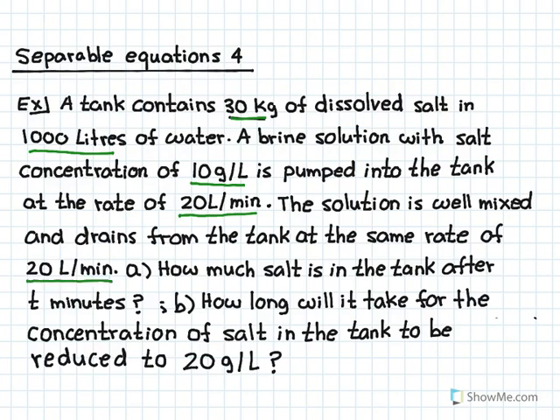So notice that the volume of solution in the tank never changes because the rate of solution that's coming in is 20 liters per minute and the rate of solution that's leaving the tank is also 20 liters per minute. So the solution in the tank will always be 1,000 liters, the volume of the solution. But of course the mass of salt in the tank is going to change as time changes.